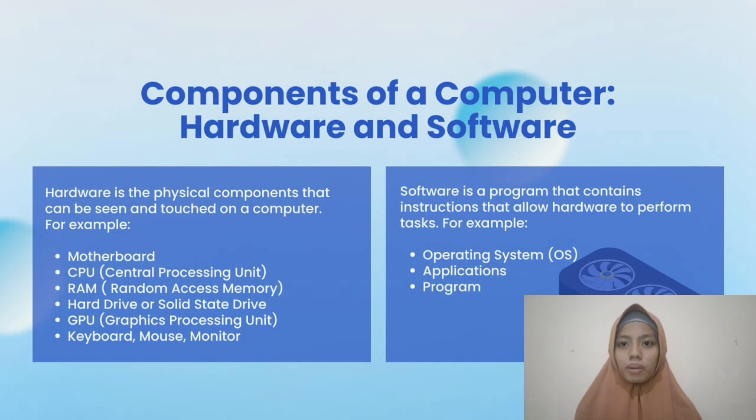A computer consists of two main components, hardware and software. Hardware is the physical part that you can see and touch, like the monitor, keyboard, and CPU. Software, on the other hand, is the program or application that instructs the hardware to perform specific tasks. Examples of software are operating systems like Windows and applications like Microsoft Word.